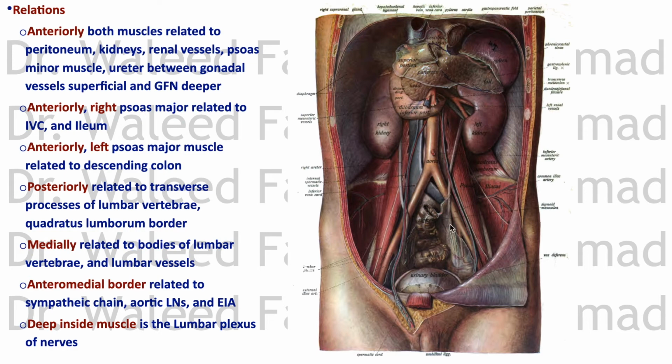Anteromedial border is related to the common iliacs, then the external iliac, as you can see here. This is the common iliac. Then the external iliac vessels and aortic lymph nodes and sympathetic chains. This is the anteromedial border of the muscle. And deep inside the muscle, as I told you, there is the lumbar plexus of nerves.